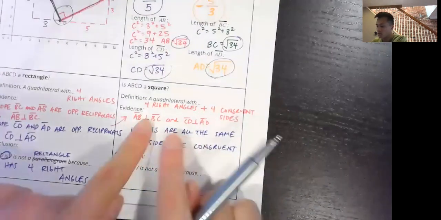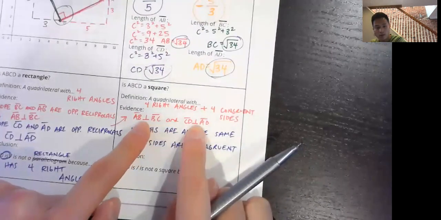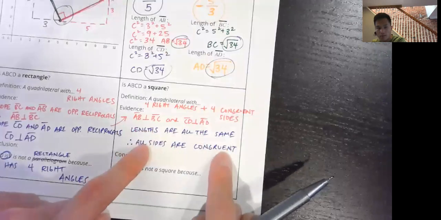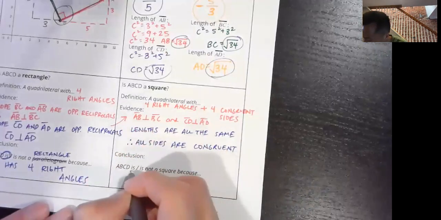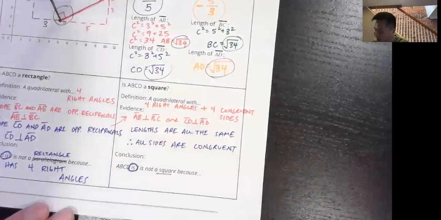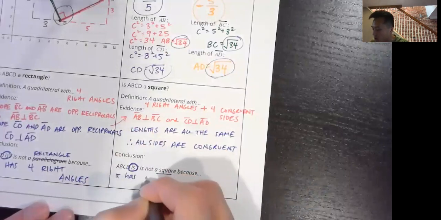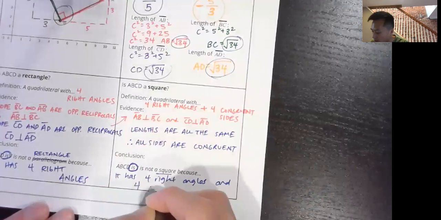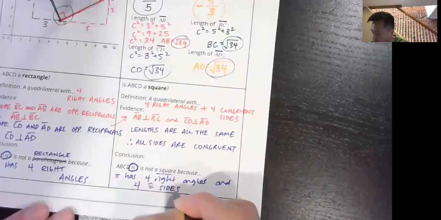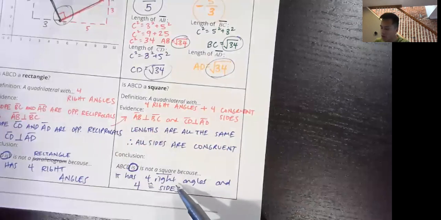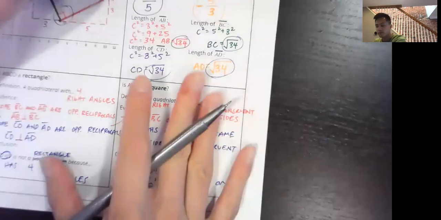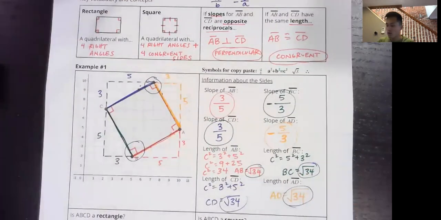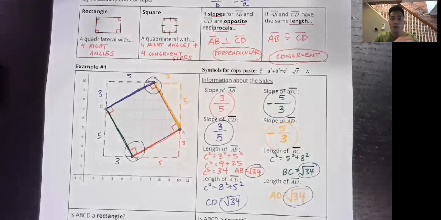Okay, so we've proven that it has four right angles because these pairs of sides are perpendicular. We've proven that all sides are congruent because all of the lengths are the same. Now I can conclude that ABCD is a square because it has four right angles and four congruent sides. The conclusion comes back to the definition. Okay. And so that is how you are going to prove rectangles or squares. And with that, I will say goodbye and good luck.